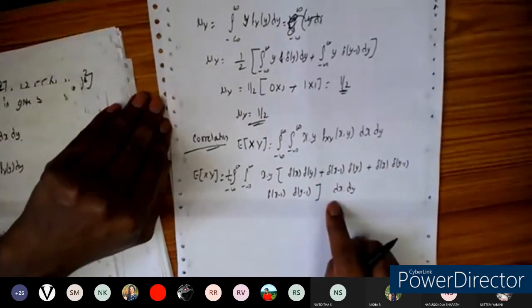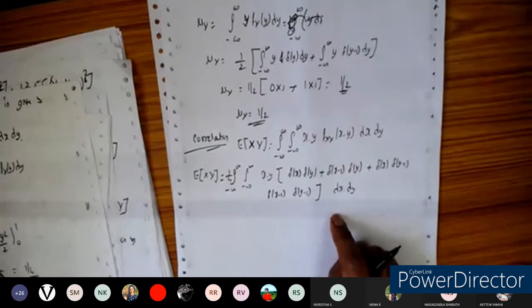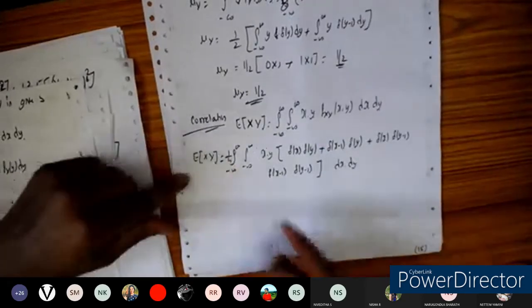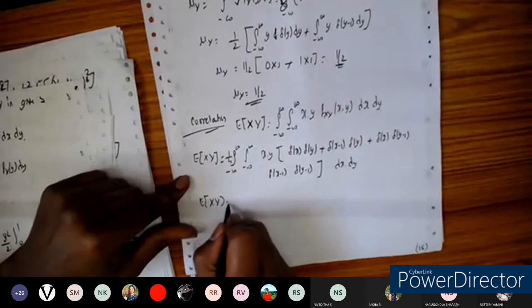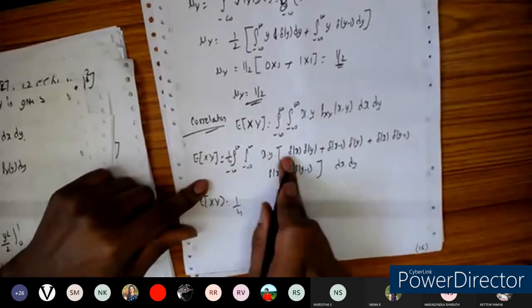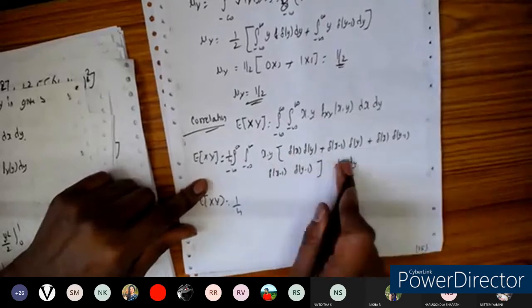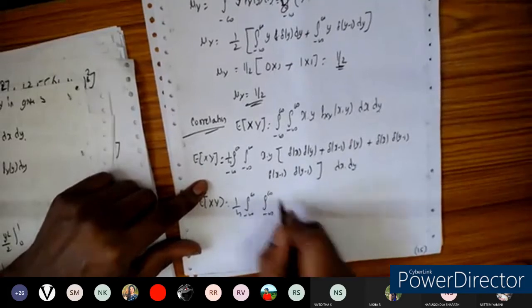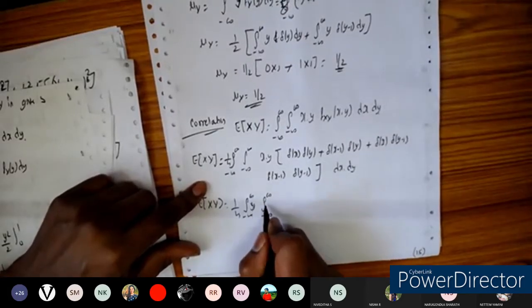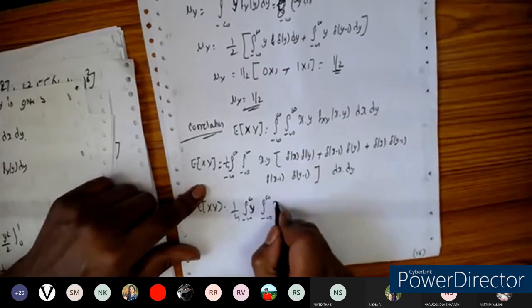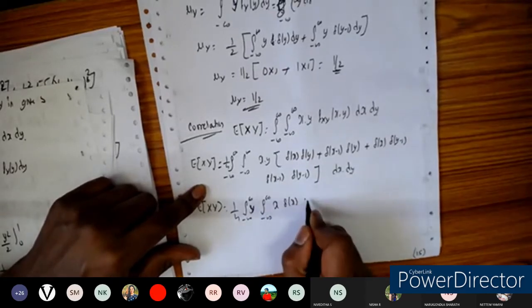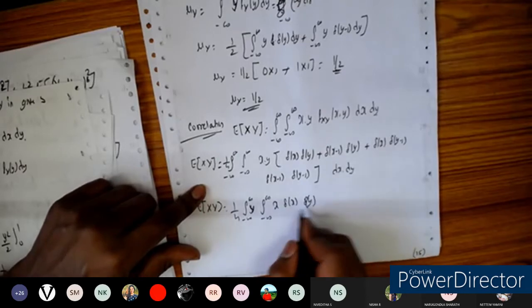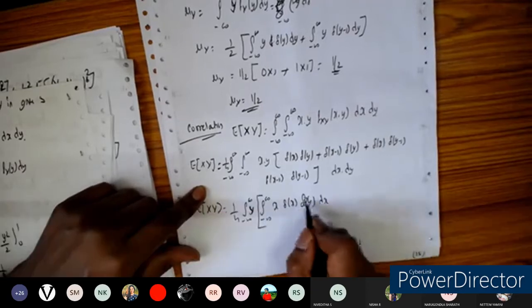First we need to integrate with respect to dx, next with respect to dy. The expected value of xy is 1 by 4. First I'm going to integrate with respect to x, so I'm going to multiply x to all the terms and keep y constant. The integral from minus infinity to plus infinity of x into delta of x into delta of y, integrated with respect to dx. The remaining terms can be treated as constants.